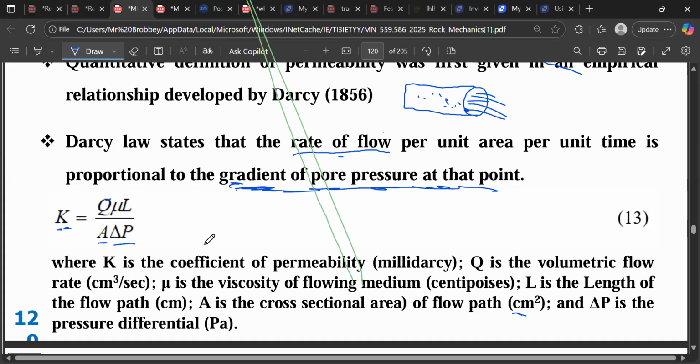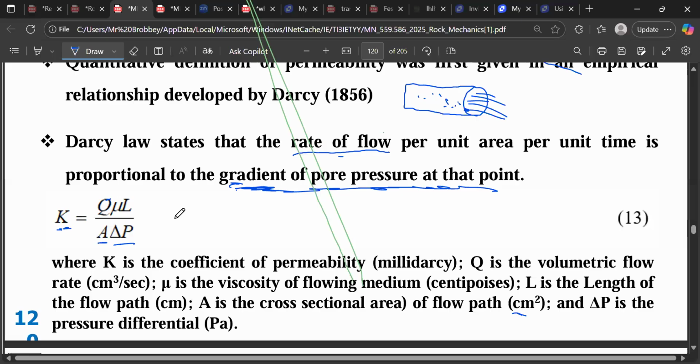I want to make a contribution. When you look at the Darcy formula over there, we have K equal to Q mu L over A delta P. So anytime you have delta P divided by L, it gives you the gradient. That's the gradient we are talking about.